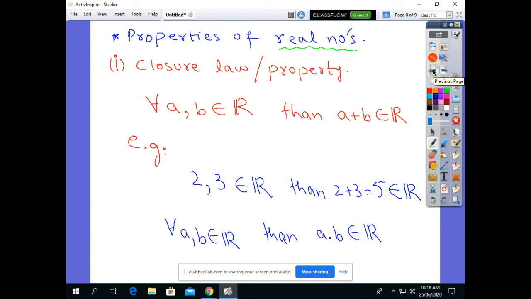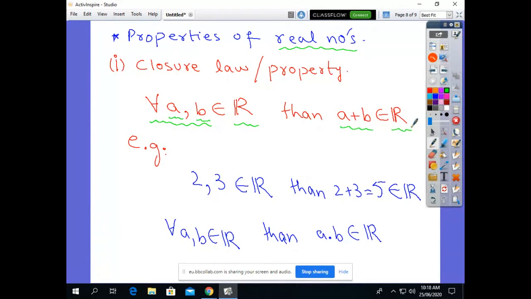I will explain the example again. The first property is the closure property. In the closure property we write for all A, B belongs to real numbers, meaning any numbers which belong to the real set. Here we take two numbers A and B, then the sum also belongs to real numbers. If both numbers belong to real numbers, then their sum also belongs to real numbers. This property is called the closure property.